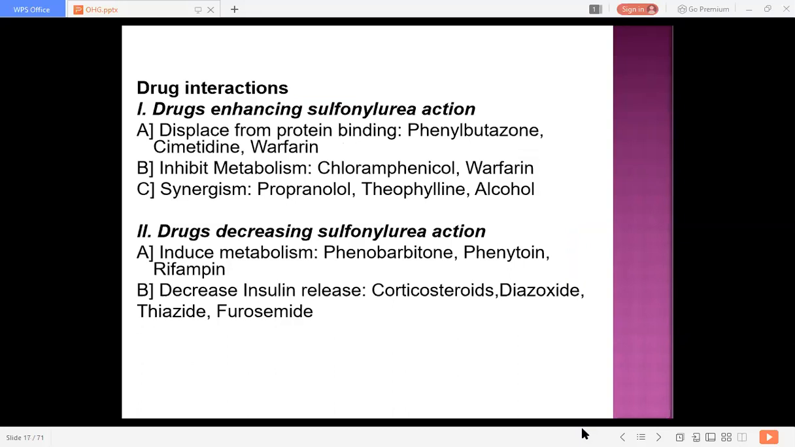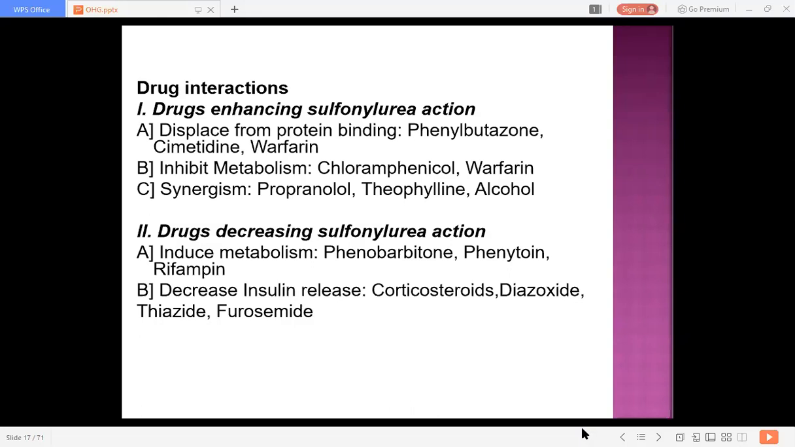Coming to the drug interactions of sulfonylureas: phenylbutazone, cimetidine, and warfarin displace sulfonylurea from protein binding, and there is more sulfonylurea action. Chloramphenicol and warfarin inhibit the metabolism of sulfonylurea, so there is more sulfonylurea action. Propranolol and theophylline have a synergism with sulfonylureas, so there is more action.